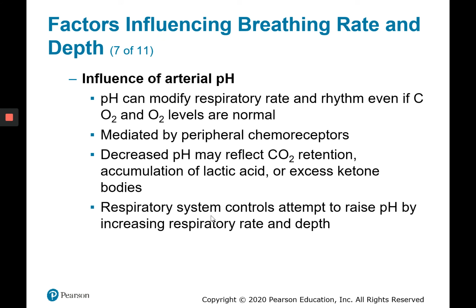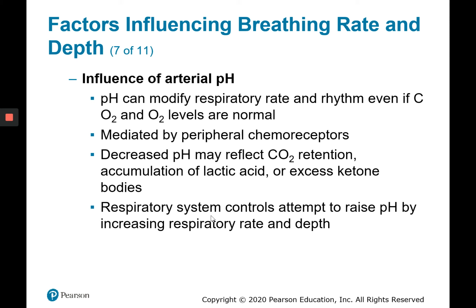Next, we're going to look at the influence of arterial pH. We've already talked about the fact that if carbon dioxide levels increase, that causes a decrease in pH in the blood. If carbon dioxide levels decrease, that causes an increase in pH in the blood because of the connection between carbon dioxide hydration and the generation of hydrogen ions. Well, we can have pH change regardless of carbon dioxide and oxygen levels in the blood.